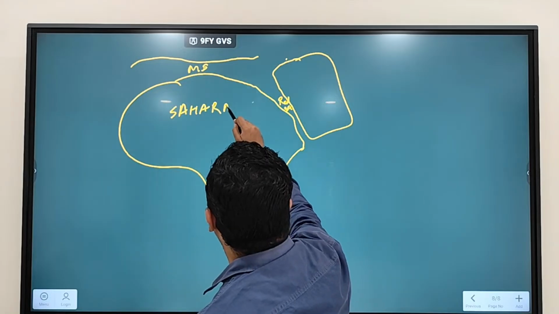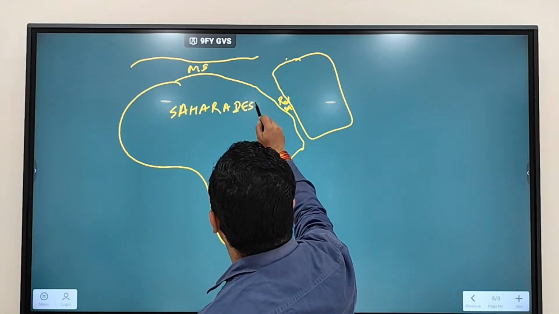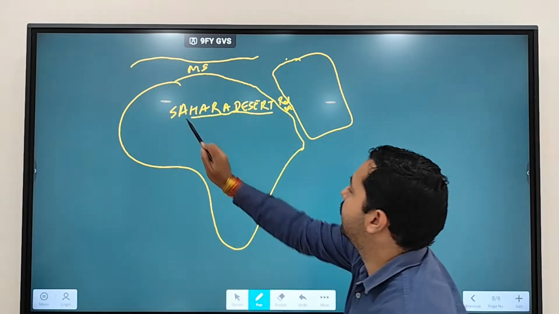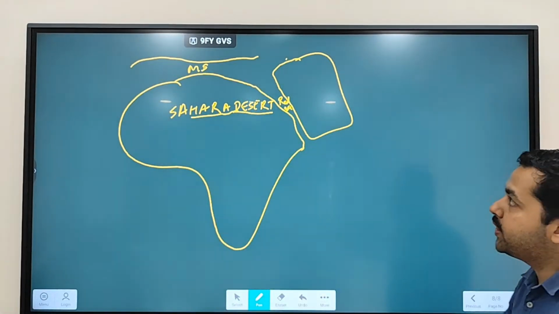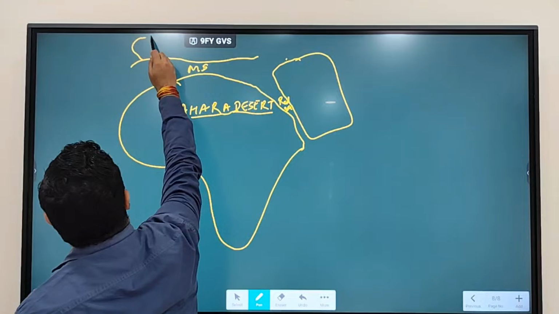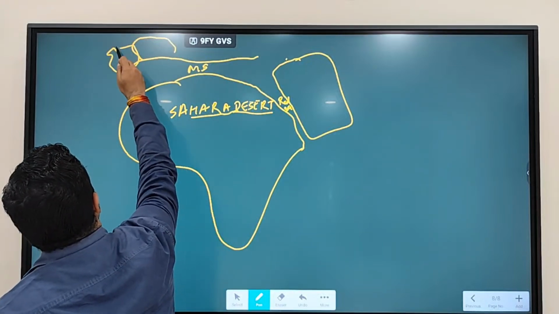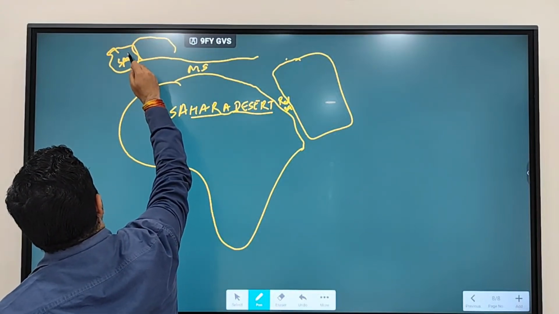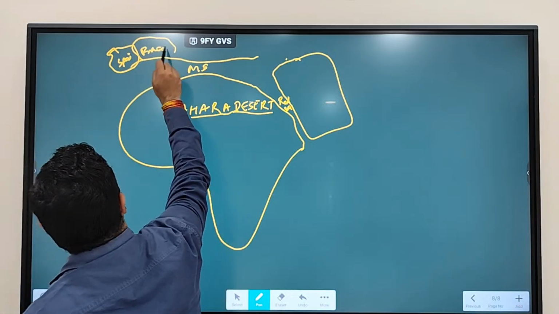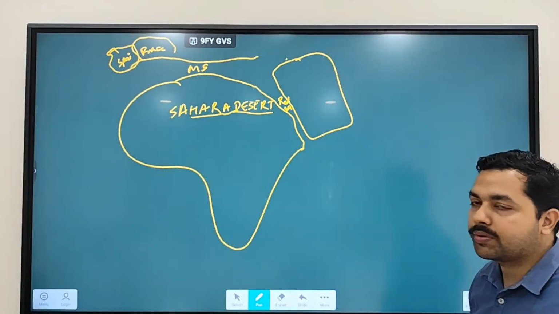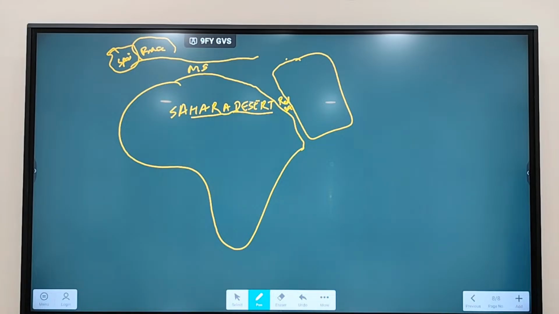Sahara Desert. Okay, so which desert is over here? Sahara Desert. Fine. Now, which country is over here? Any idea? So you'll find Spain, you'll find France. Those countries are over here. Fine. So at the top of the Mediterranean Sea, you'll find Spain and France. Those are the countries lying over here.